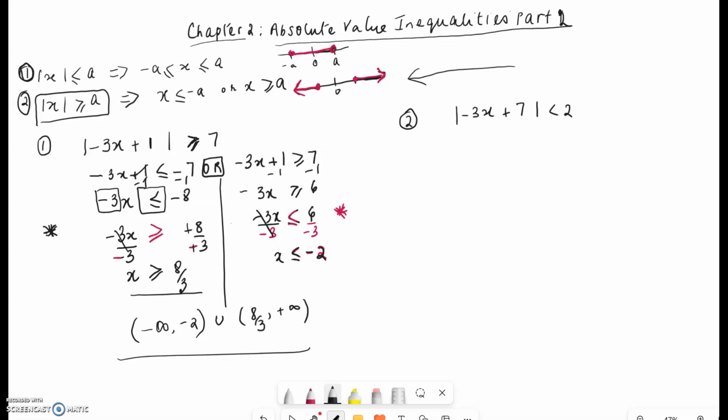So if you had to graph this, it would look like this. That's -2 and everything to the left, and that's, let's say, 8/3, everything to the right of it, and not including. Remember that we're not including, so put holes here.